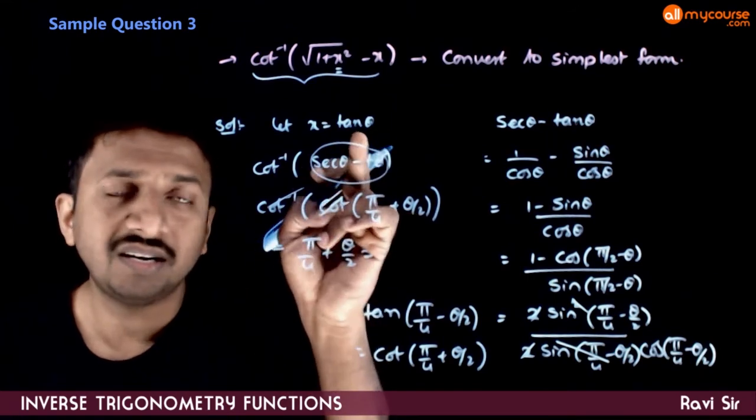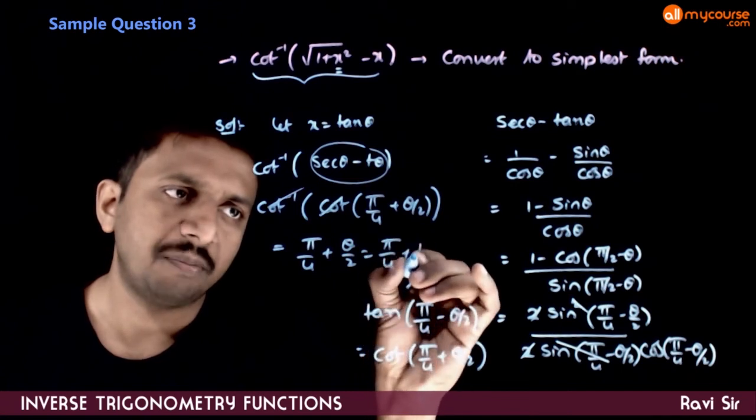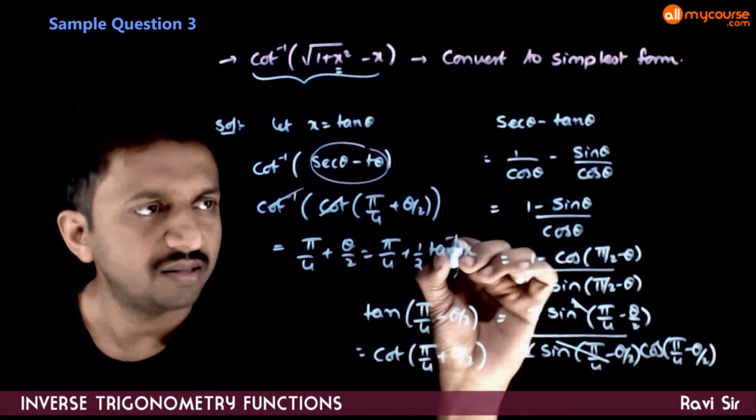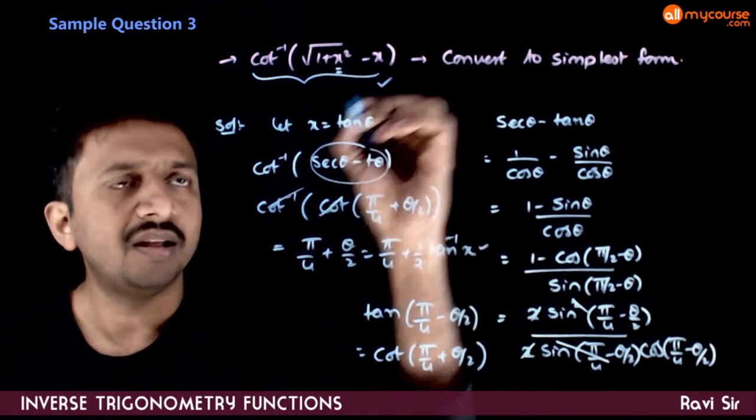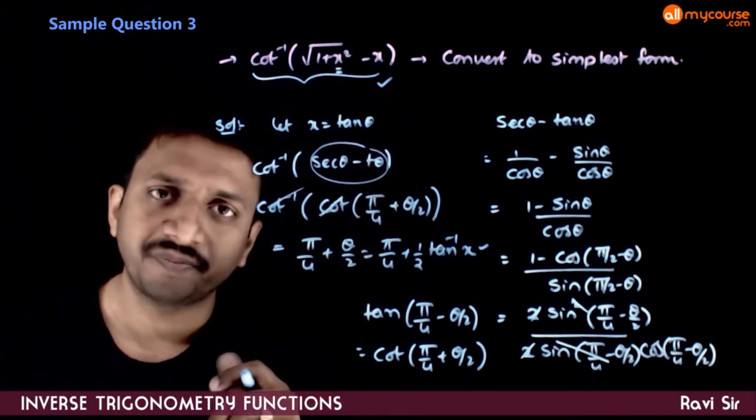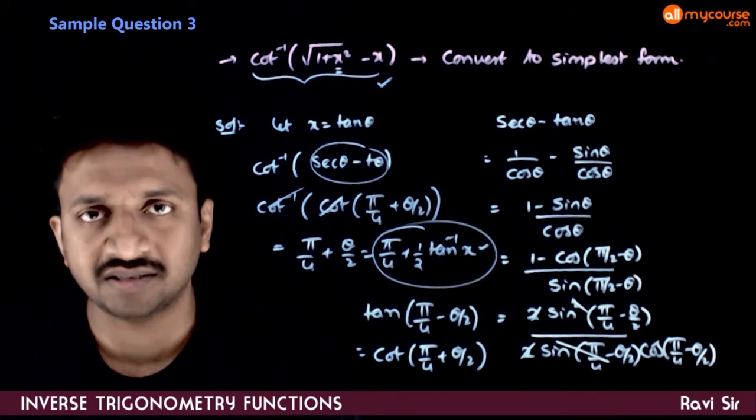And what is theta? Tan inverse x. So pi by 4 plus half tan inverse x. This is the simplest form of cot inverse of this. The answer is pi by 4 plus half tan inverse x.